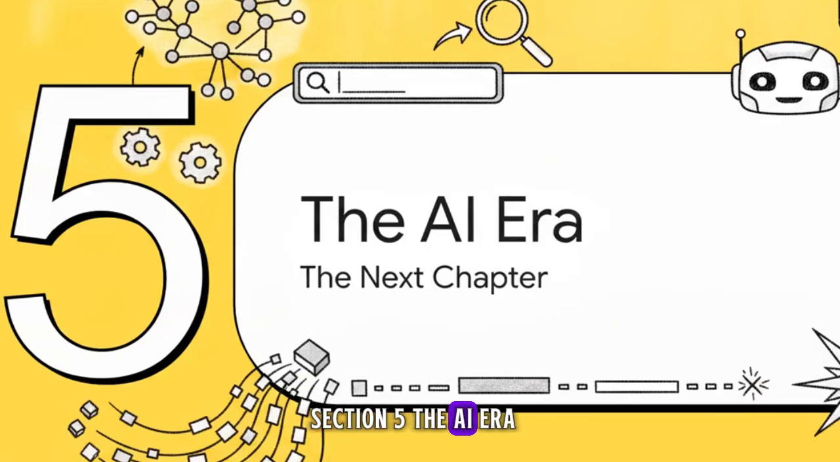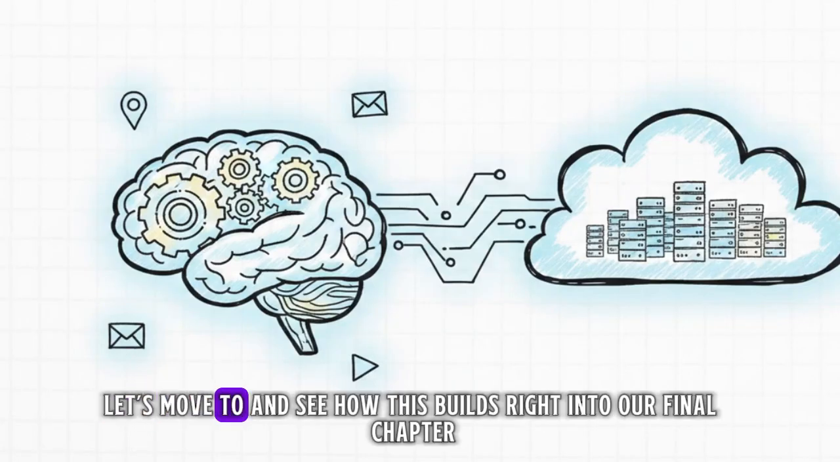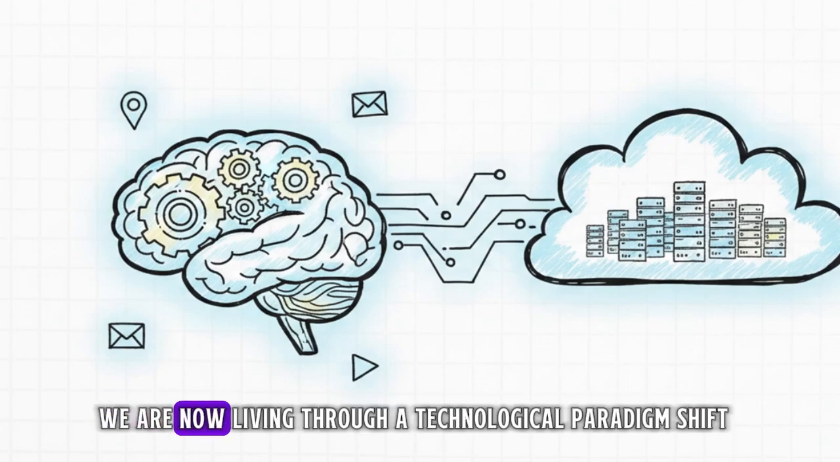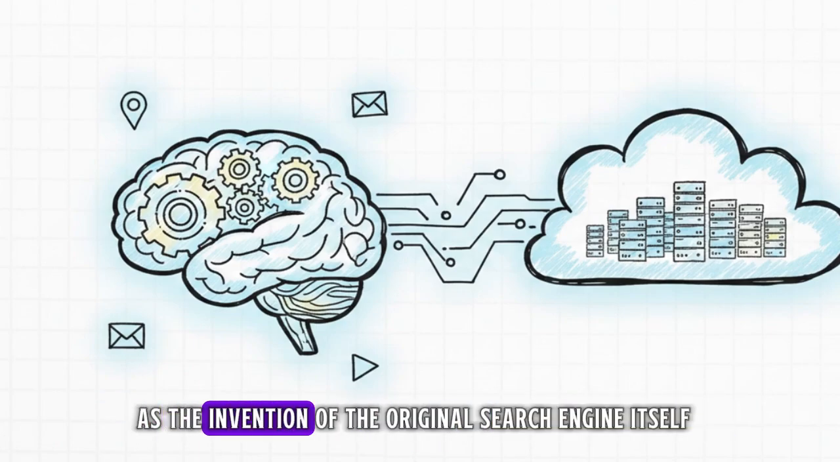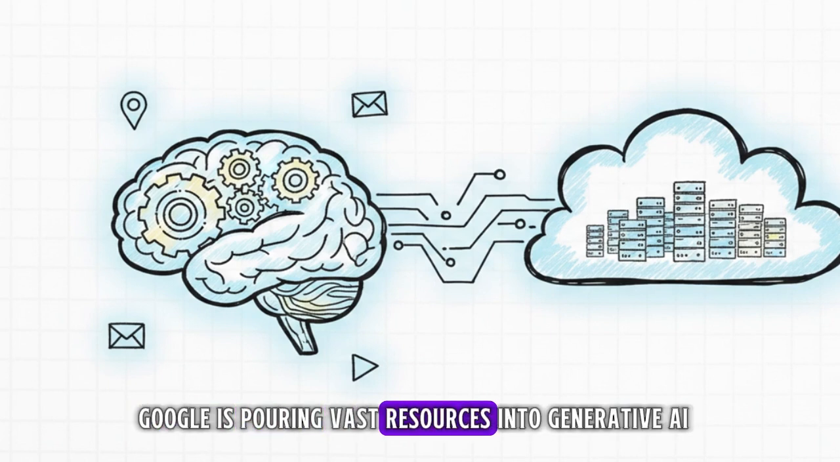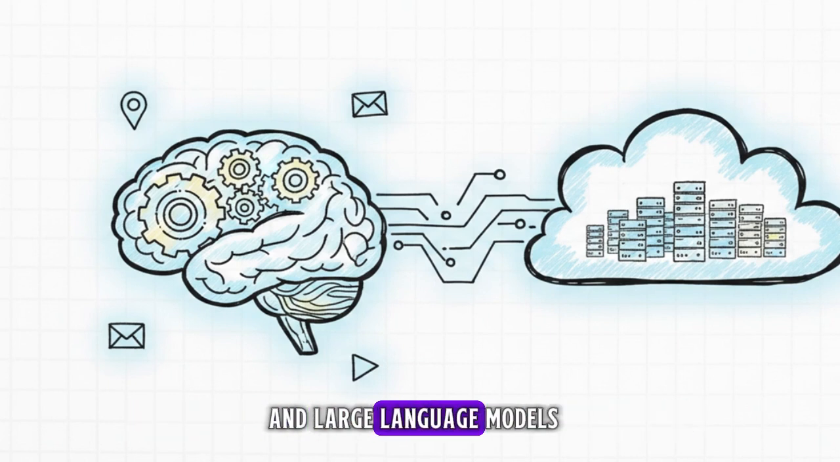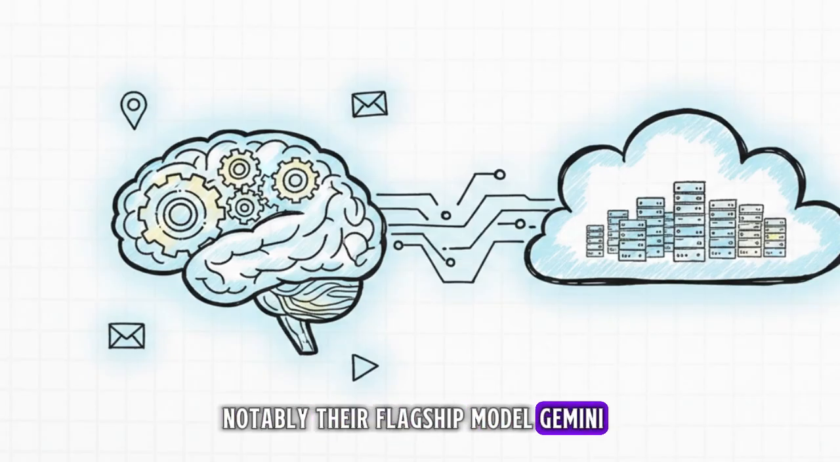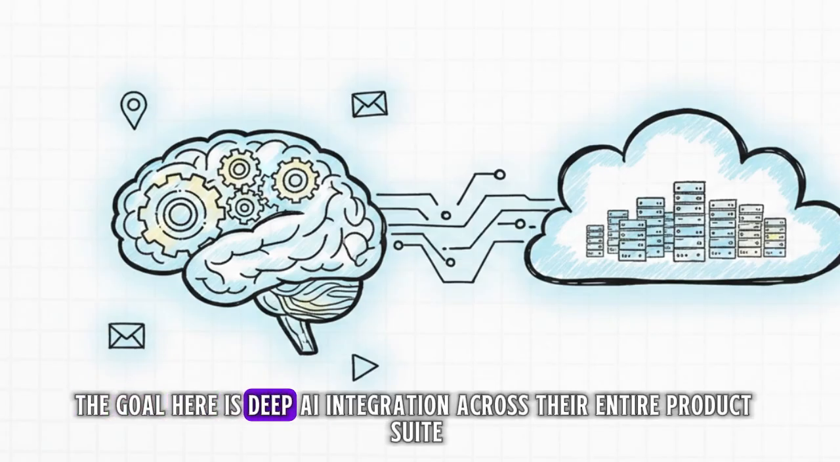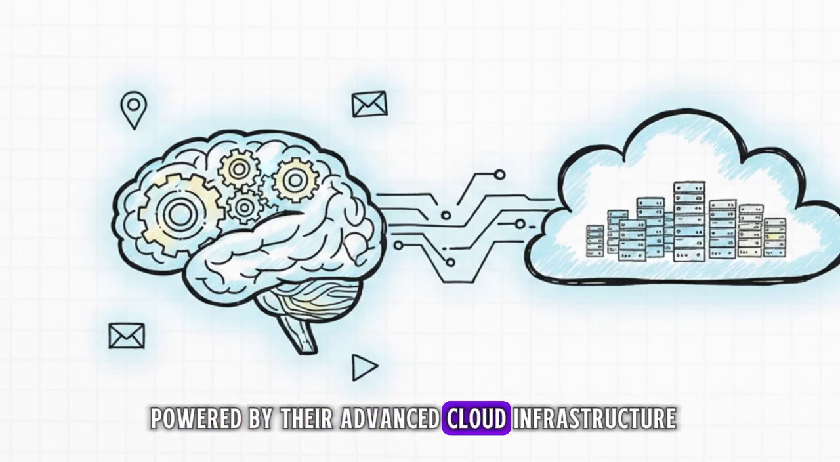Section 5, the AI era. Let's move on and see how this builds right into our final chapter. We are now living through a technological paradigm shift that is easily as monumental as the invention of the original search engine itself. Google is pouring vast resources into generative AI and large language models, notably their flagship model Gemini. The goal here is deep AI integration across their entire product suite, powered by their advanced cloud infrastructure.